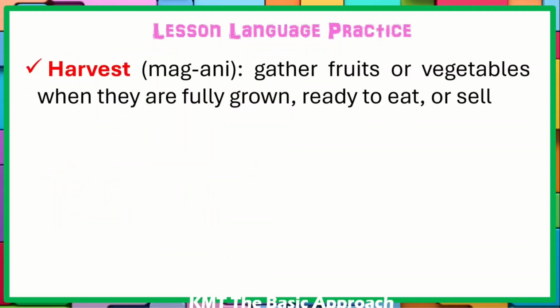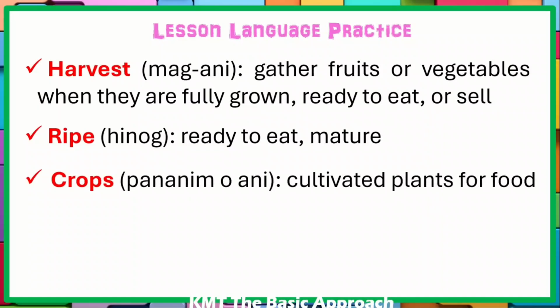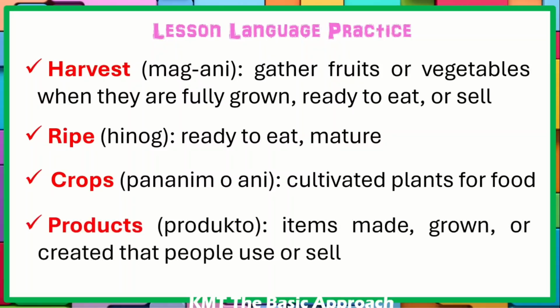Harvest. In Tagalog, mag-ani. It means gather fruits or vegetables when they are fully grown, ready to eat or sell. Ripe. In Tagalog, hinog. It means ready to eat and mature. Crops. In Tagalog, pananim o ani. It means cultivated plants for food. Products, or produkto. It means items made, grown, or created that people use or sell.